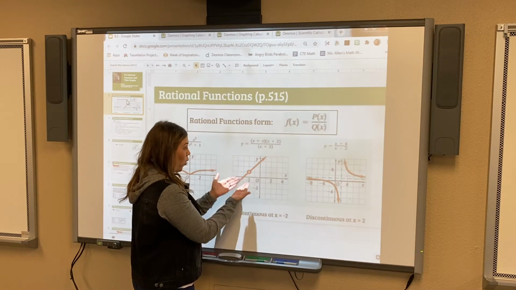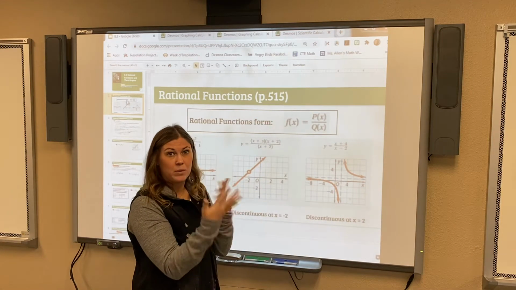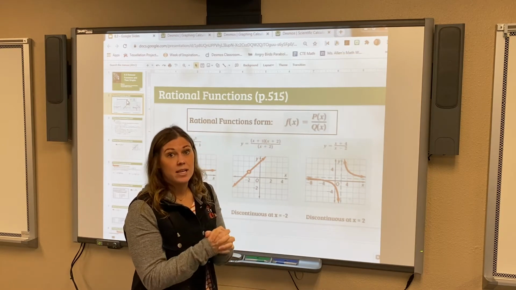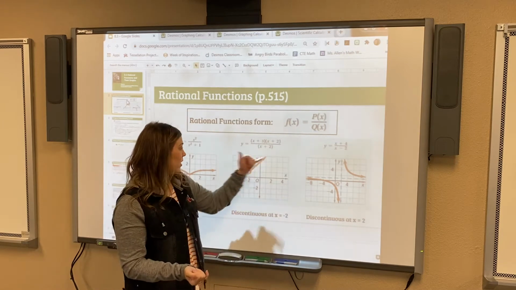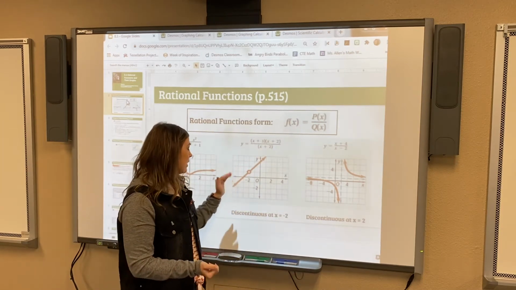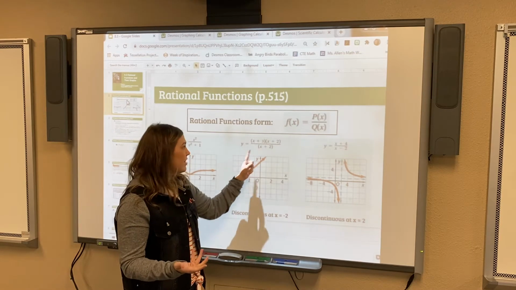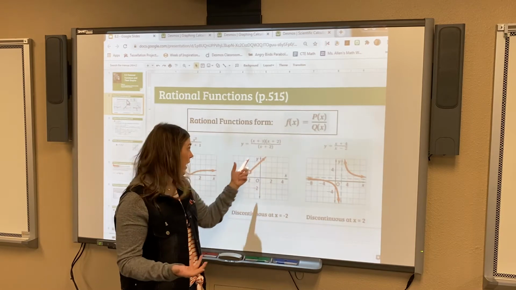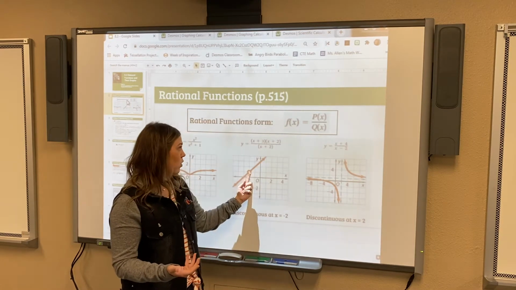We're either going to have holes or asymptotes. We're going to look at how we can figure out if it's going to be a hole or an asymptote, and then how to actually graph these. Again, this is a hole: from left to right it's going up continuously, but at -2 there's a hole. We can't have a 0 in the denominator, and this is why: x plus 2 equals 0, x equals -2, so at -2 there's a hole.